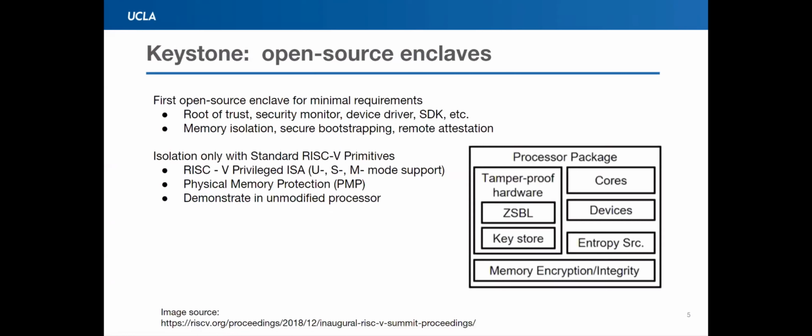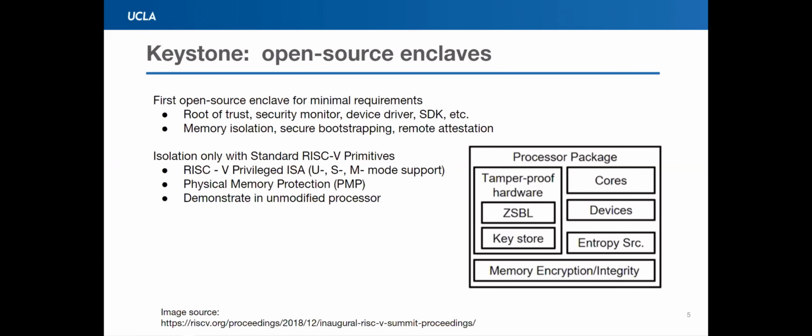The new Keystone is based on RISC-V. This is the first full-stack open source enclave framework with minimal requirements, and it requires isolation only with the standard RISC-V primitives. The core parts of Keystone are the security monitor and the physical memory protection. The open source platform also provides a great community for people with similar problems.